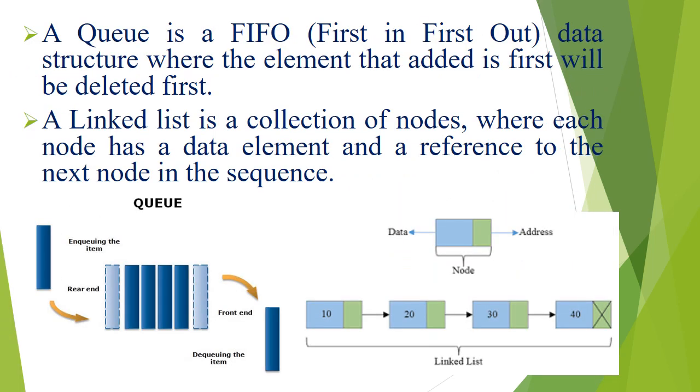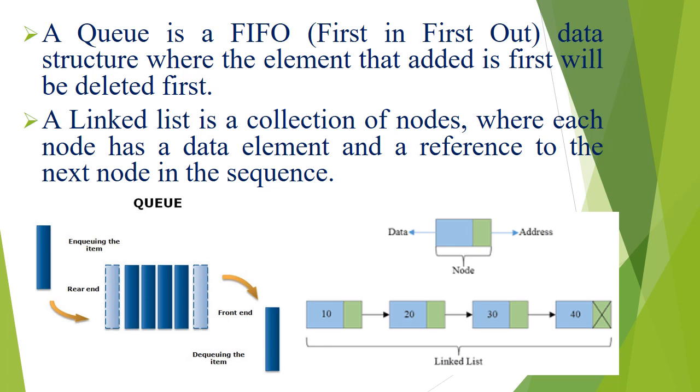The next one is the queue. The queue follows the FIFO mechanism, that is, first in first out. Here the element that is added first will be deleted first. The best example is standing in a line for ticket reservation. The person who comes first will get the ticket first, which is similar to a first come first served basis. Here insert and delete operations are performed at different positions.